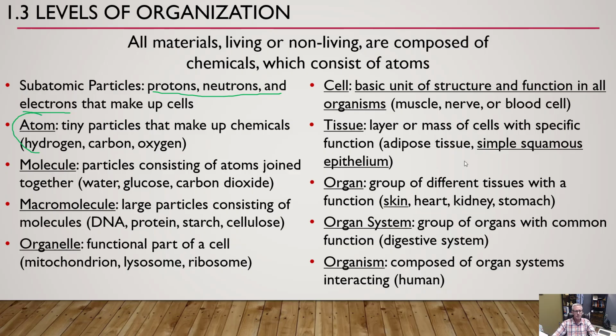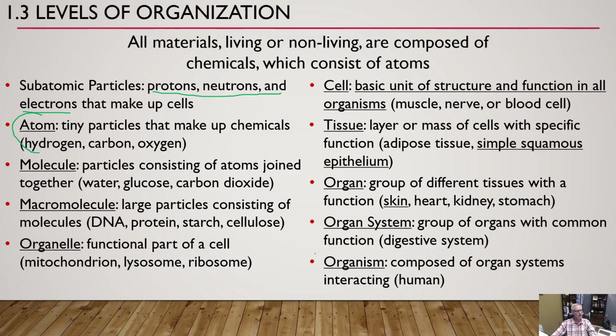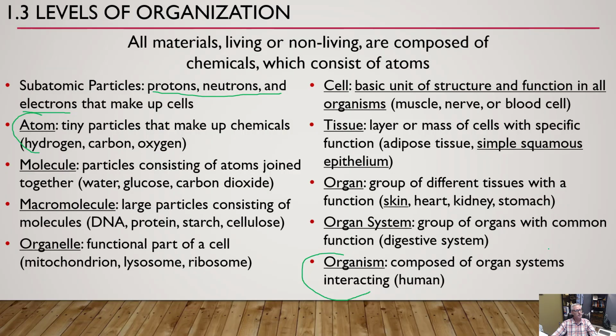So like I said, know this slide in and out. Here's a picture version of what we just talked about. Now, some textbooks will go beyond the organism. Here we stopped at organism. You don't have to know this, but from organism, we might go to species, population, community, ecosystem, biosphere. We're going to stop at organism. We're not going beyond that. But anyway, you'll need to know these slides in and out.